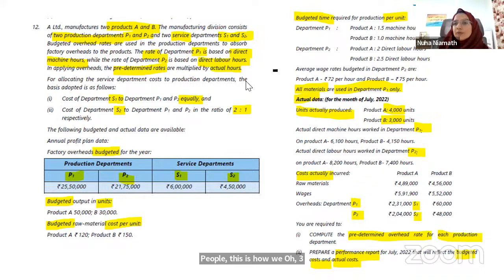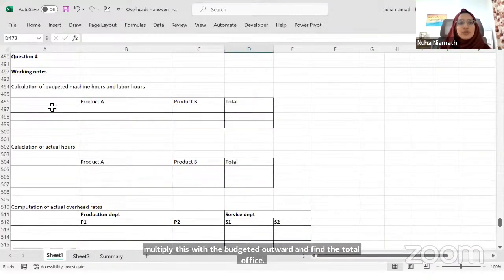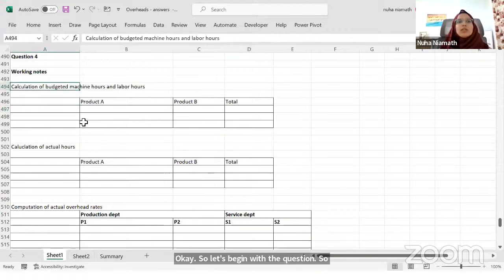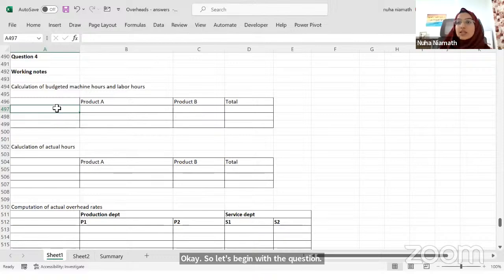So let's take our first step to calculate the budgeted direct machine hours. What we have here is machine hours only for the unit. So we will multiply this with the budgeted output and find the total hours. Okay. So let's begin with the question. First we'll calculate the budgeted machine hours and the budgeted labor hours, because that is our basis, right, to determine the predetermined rate. So let's begin.